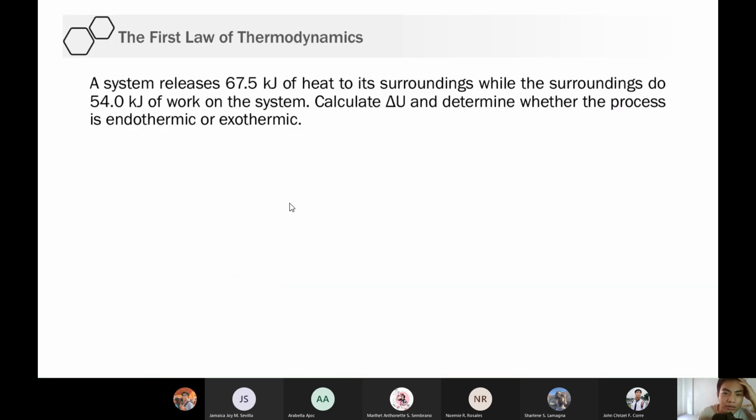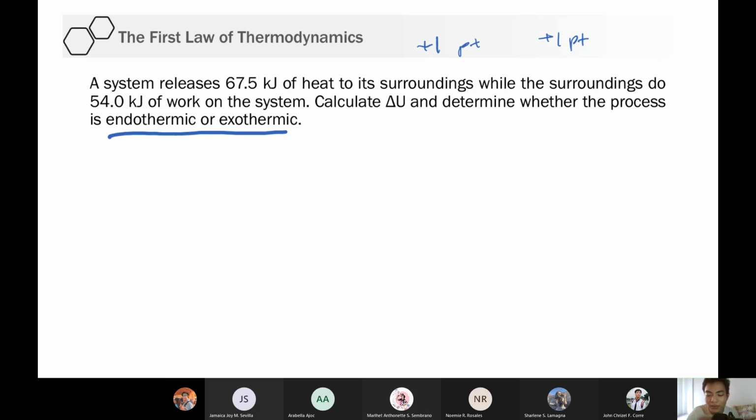I want you to try on this. This is open for 1 point plus 1 point. And I want you to determine if the process is endothermic or exothermic. So, that's another 1 point. Ano ba yung endothermic? Ano ba exothermic?